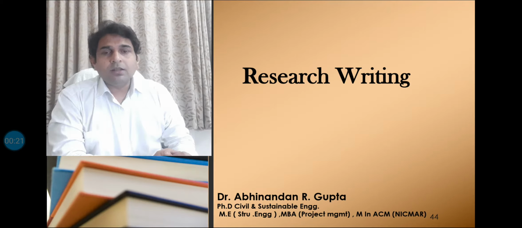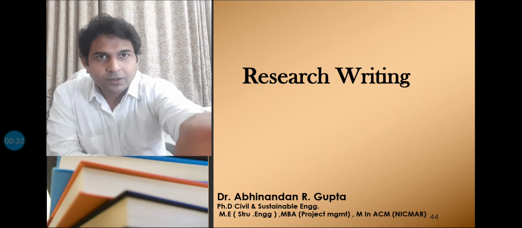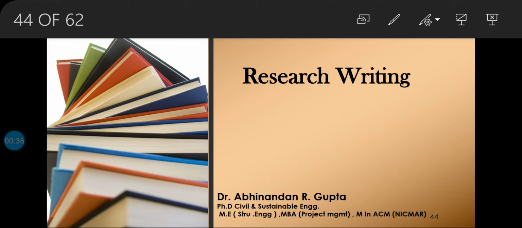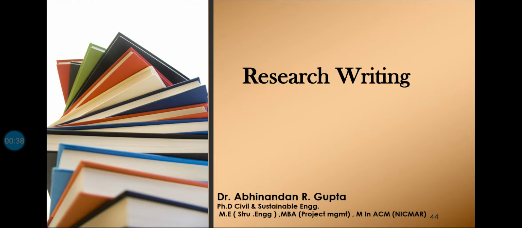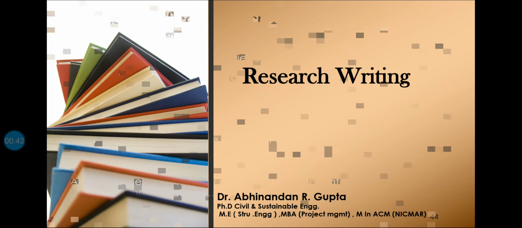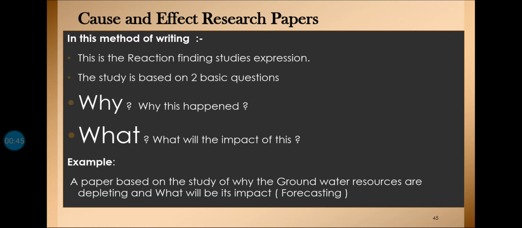Argumentative, analytical, definition paper, descriptive and definition paper, and then we have discussed the compare and contrast paper. Now we will move ahead to the 5th type of research paper. This is the cause and effect research paper type.